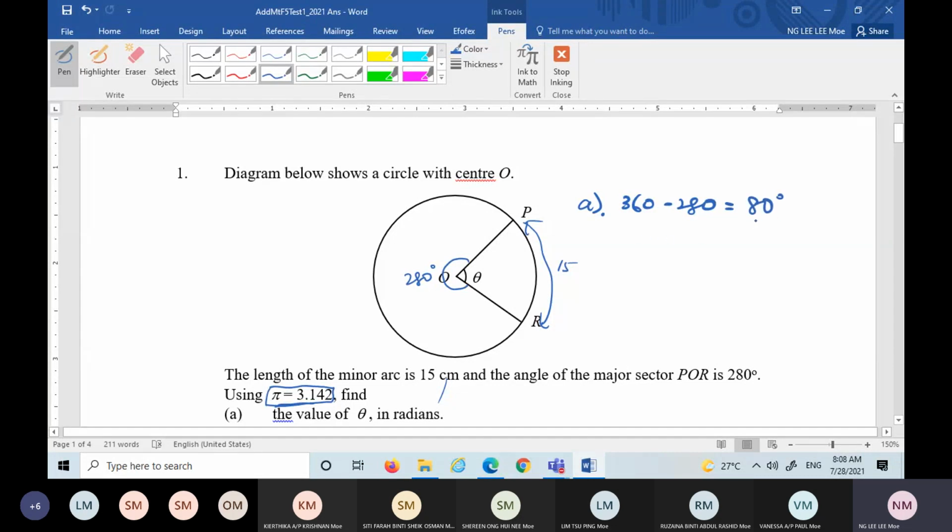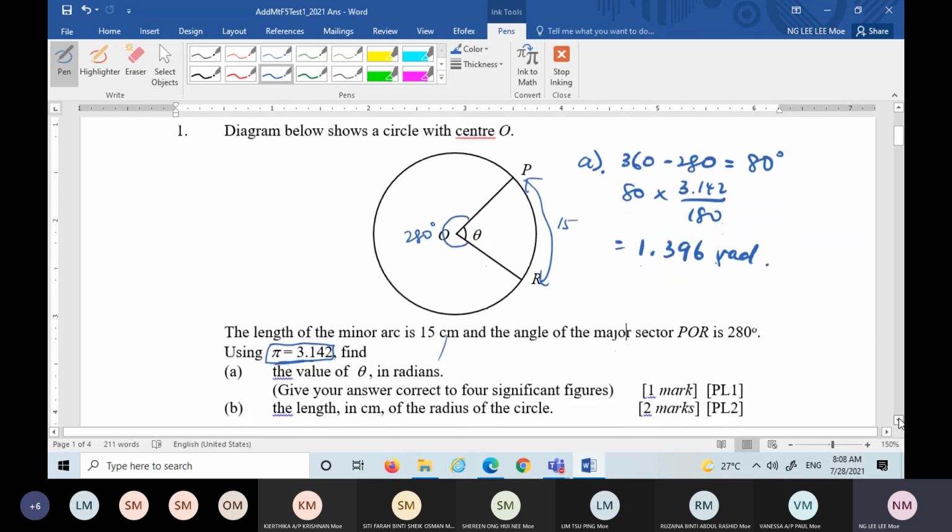So the 80 degree, change it into radian. So 80 times pi 3.142 here, over 180. Therefore the answer is 1.396 radian. No other answer. If you give 1.395 or other answers, not accepted. So this is 1 mark only actually. Then this is actually PL1, the band 1 questions.